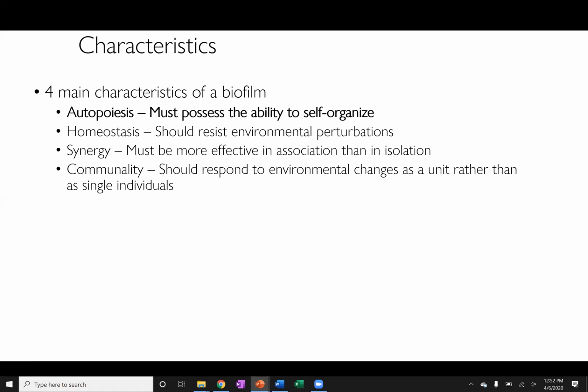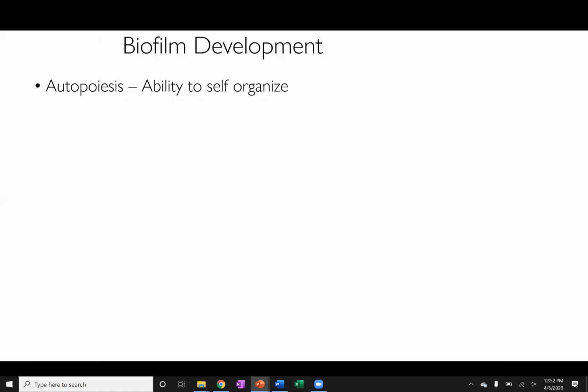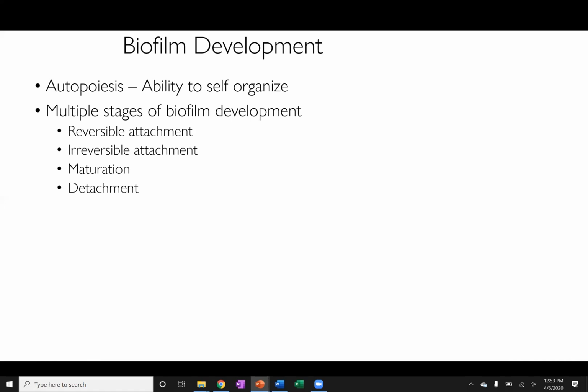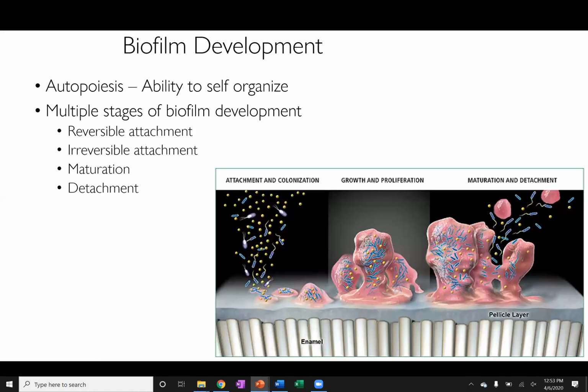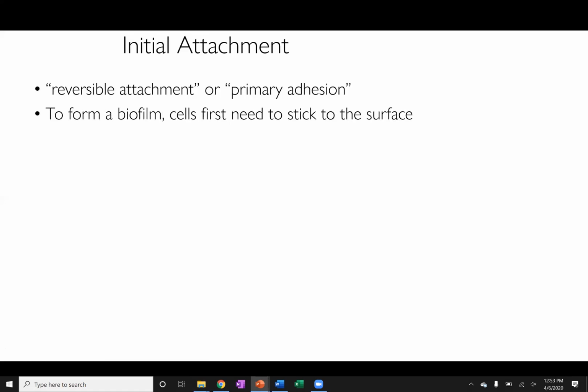And so this leads us directly to talking about biofilm formation. There are multiple stages associated with biofilm formation, including reversible and irreversible attachment, maturation, and then finally detachment. This is just a schematic. We have attachment and colonization, growth and proliferation, and then maturation and detachment. Initial attachment is reversible, or it's also called a primary adhesion.